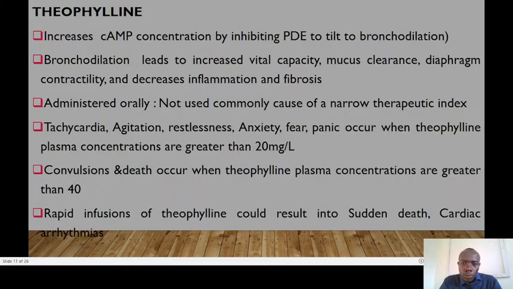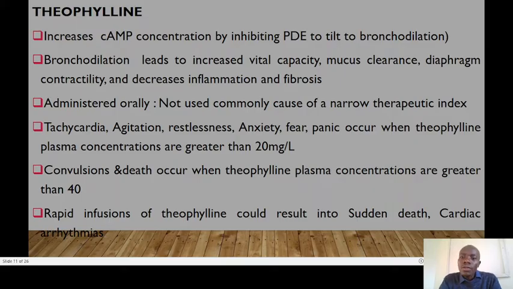So when you start with theophylline, of course, we have already said it increases the cAMP concentration by inhibiting the PDE to tilt toward bronchodilation. Bronchodilation leads to increased vital capacity, mucus clearance, and diaphragm contractility, and decreases inflammation and fibrosis. Theophylline is normally administered orally, but is not used commonly because of its narrow therapeutic index. Remember, the normal range for theophylline is between 10 to 20, right?